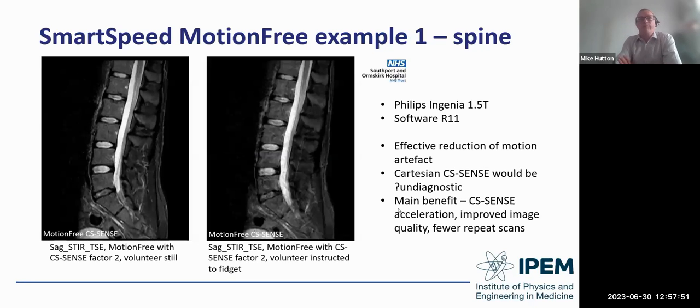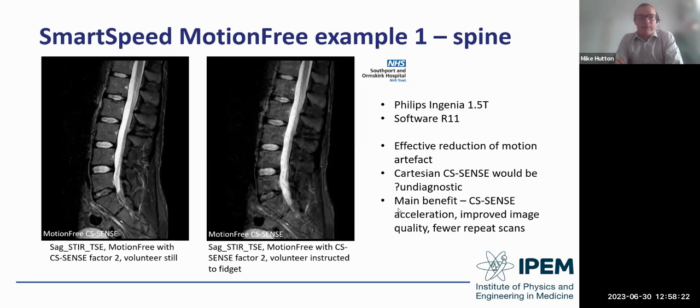Another example now with MotionFree, so compressed sense applied with some artSpeed MotionFree. This is a volunteer who was instructed to fidget on the right hand side, and they were still on the left hand side. So you can see, comparing right to left, that the image on the right is worse. There is some artifact in that image. There is evidence of movement, but given how much the volunteer was moving, there's been pretty effective reduction of motion artifact through the MotionFree acquisition.